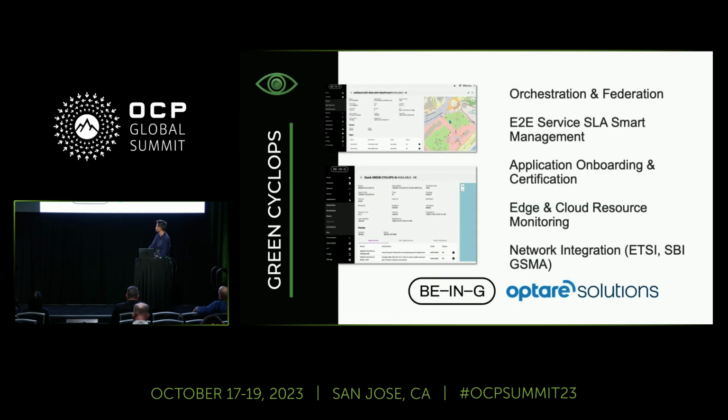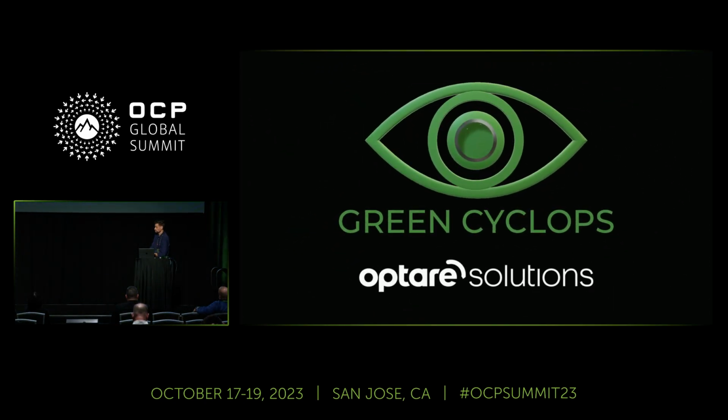And we have, as I said, a backend where we can manage all the SLAs related to the applications we have in the different sites of the solution.